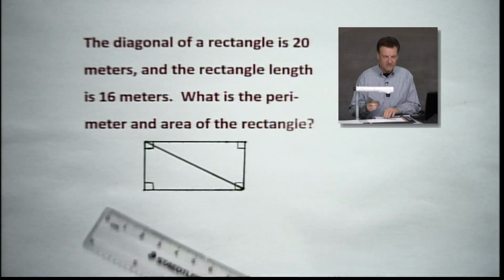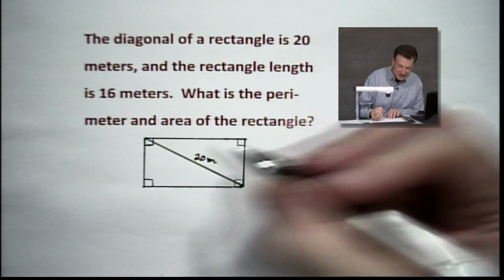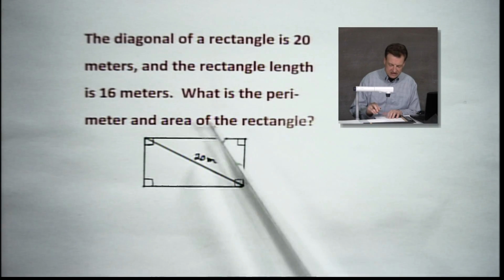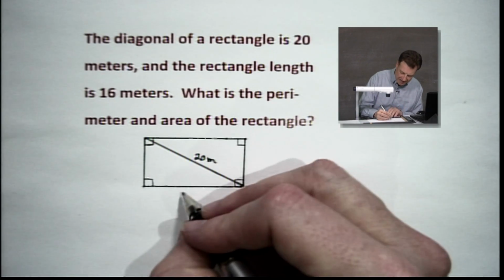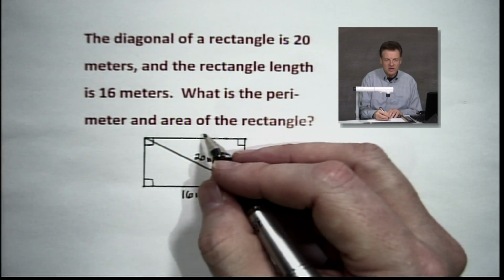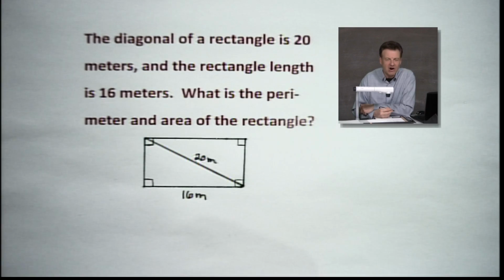There we go, perfect. 20 meters, that's the length right there. Now, this other thing, this rectangle length, we're going to put it right here on this one. Now you say, Ernie, could we put it at the top? Sure, we could. I'm just running out of space up there. I drew my rectangle a little bit tight.